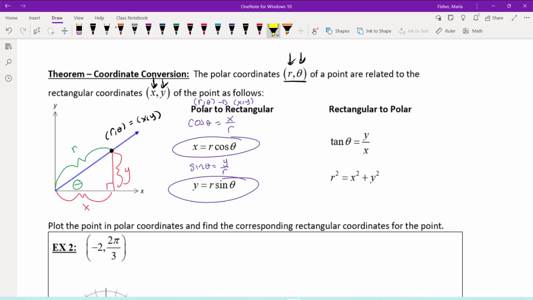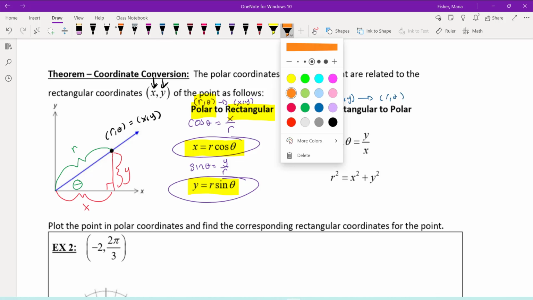So if you are given r theta, you use the formulas x equals r cosine of theta and y equals r sine of theta to convert from polar to rectangular. What about if you're given x y and you want to go to r theta? So you're going to go from rectangular to polar.